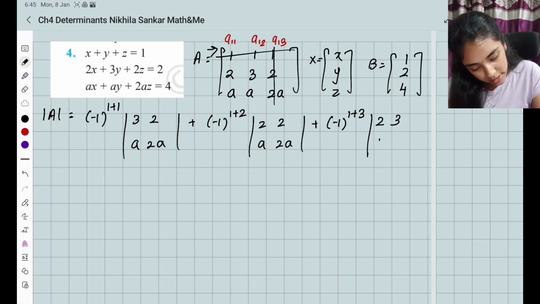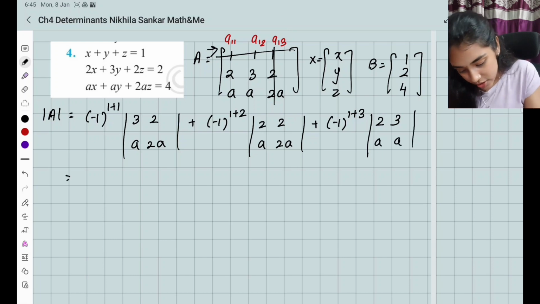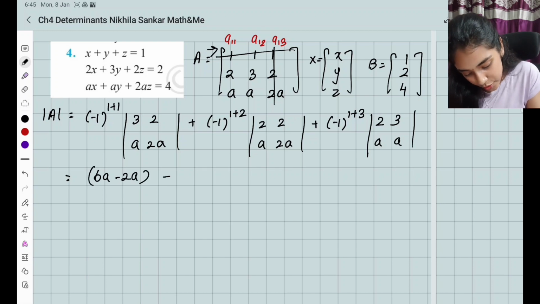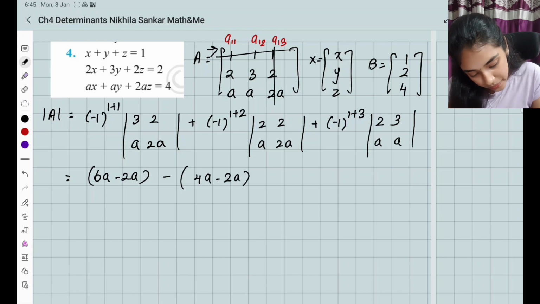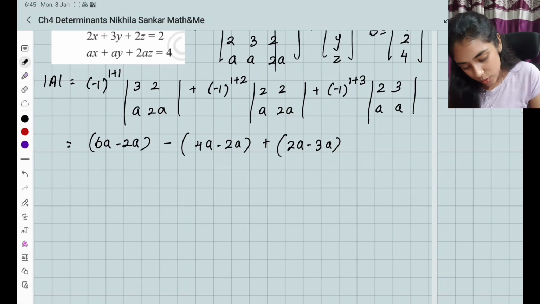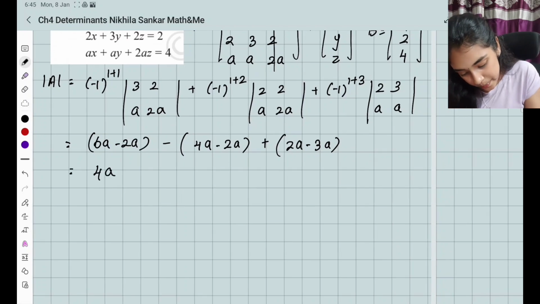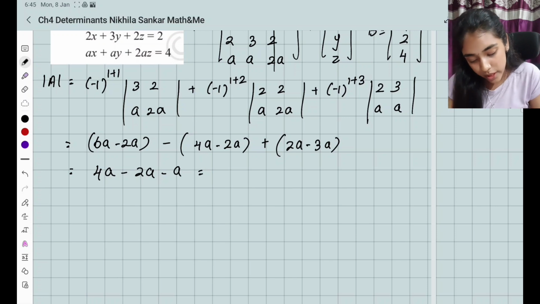Okay, so this is going to be minus 1 times 3 2s are 6, 6a minus 2a. This is the first term. Then here I'm going to have a minus times 4a minus 2a. Then here I'll have a plus times 2a minus 3a. So what is there here? I have 4a minus 2a minus a. So this is 4a minus 2a is 2a, minus a is simply going to be a.